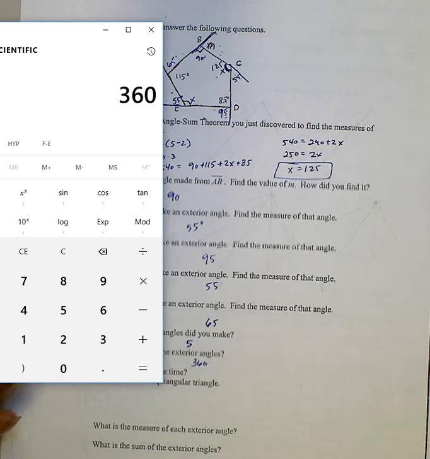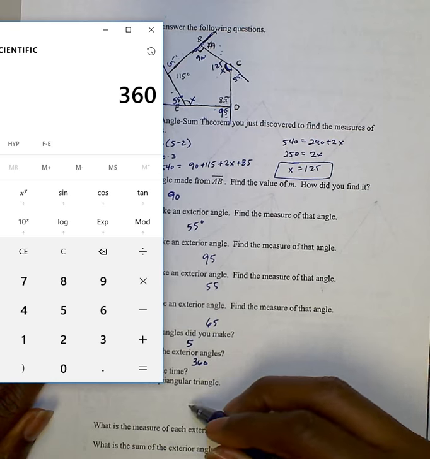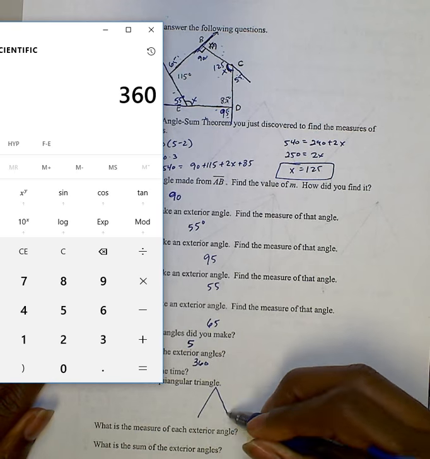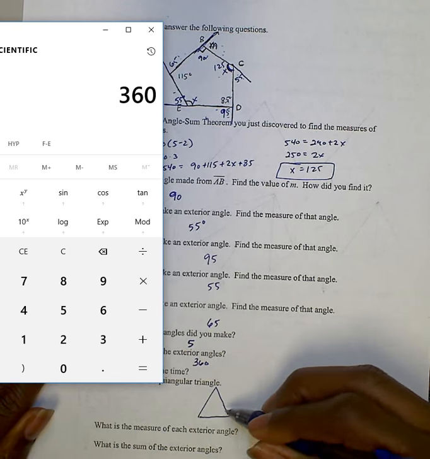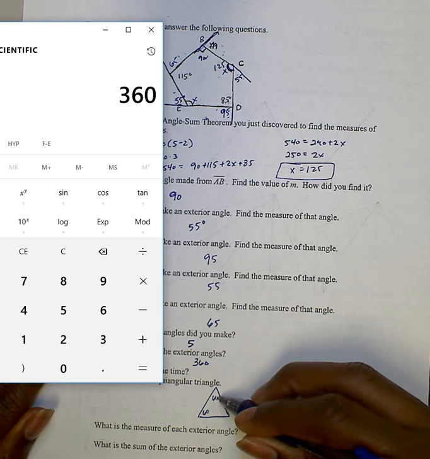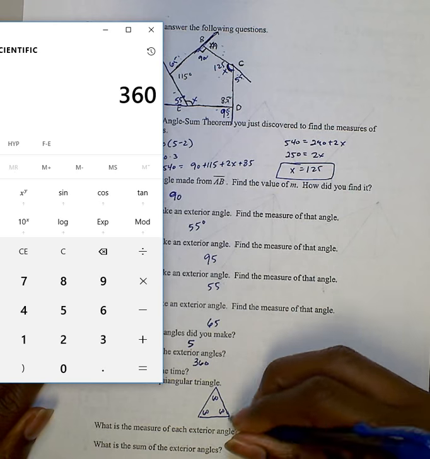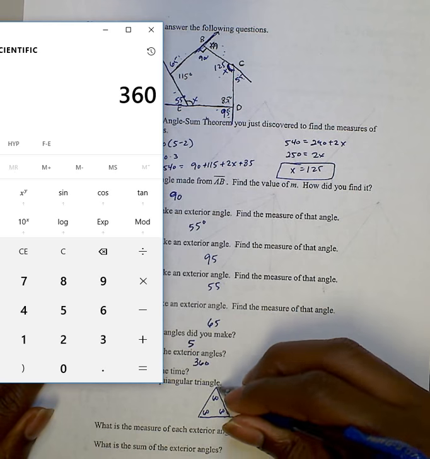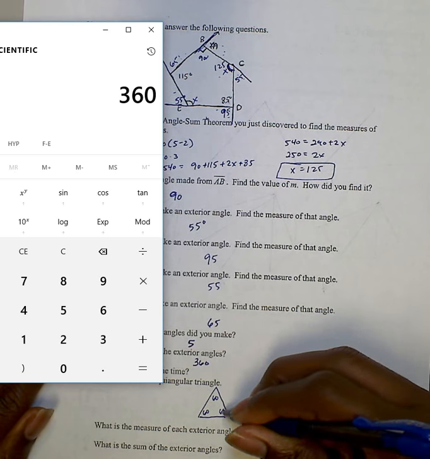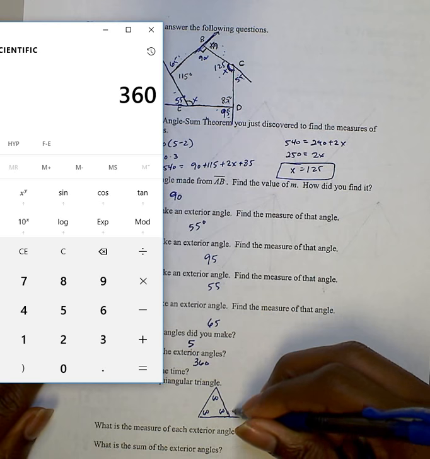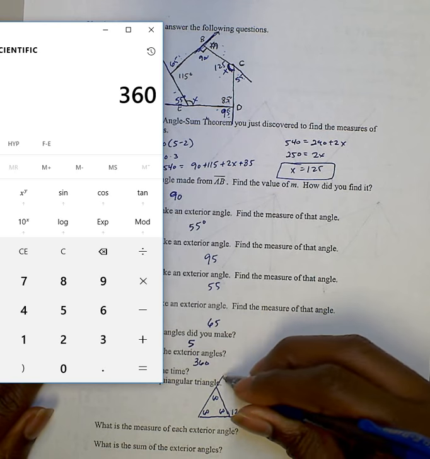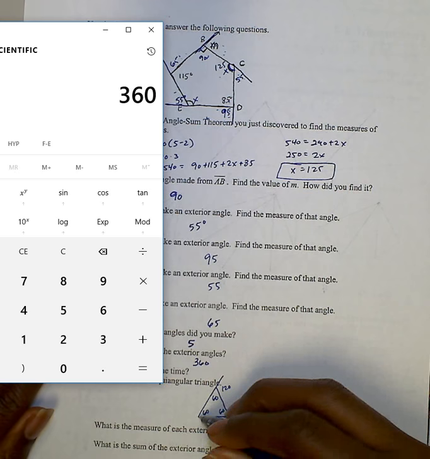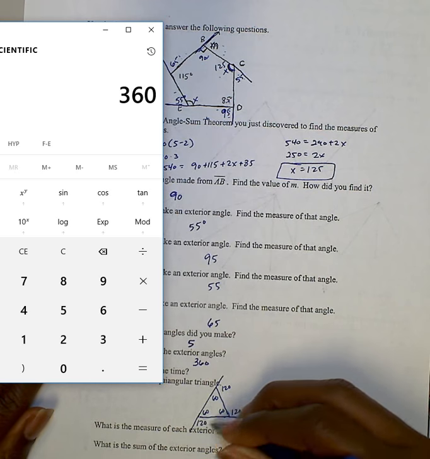Okay, does this work all the time? Let's check. Let's draw an equiangular triangle. Okay, if I draw an equiangular triangle, that means all these angles are going to be the same. It means they're all 60. If I continue my straight lines, let me make sure I do that. Okay, so that means that if this is 60, this will be 120. This will be 120. It means this will be 120. What do all three of my exterior angles add up to?